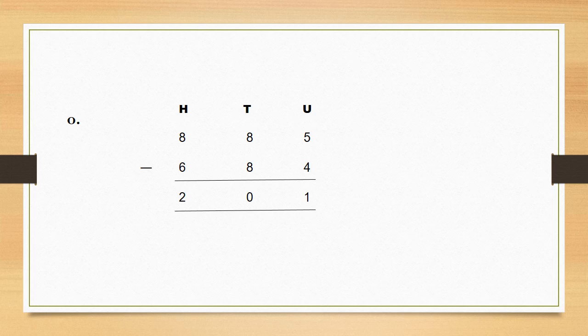Now we have part O. In this we have been given two numbers that are 885 and 684. And we have to subtract 684 from 885. So students, as we all know, we always start subtraction from the units place. So let's have a look at the digits of the units place. In units place we have 5 units and 4 units. So we have to take away 4 units from 5 units. So students, by subtracting 4 units from 5 units, we get 1 unit.